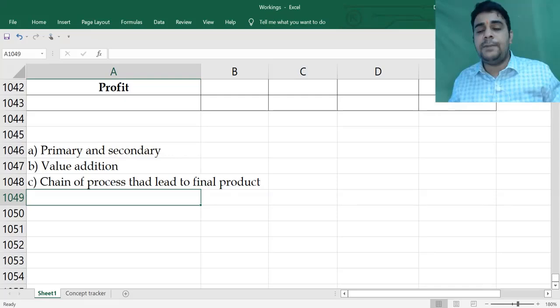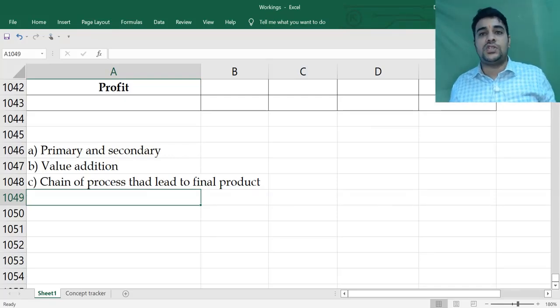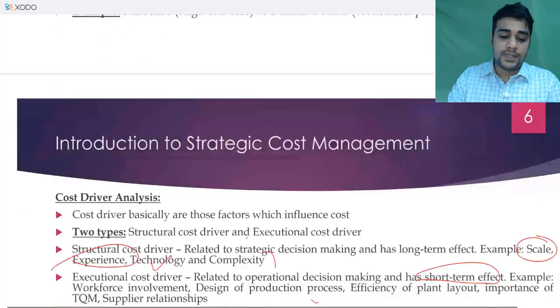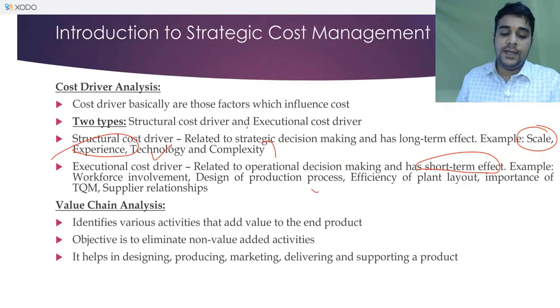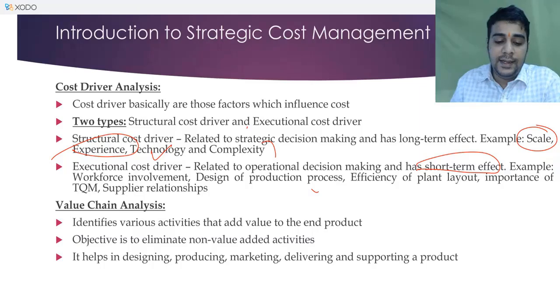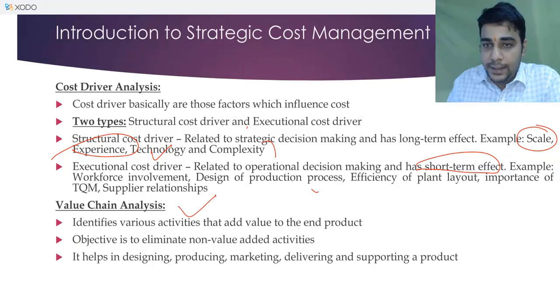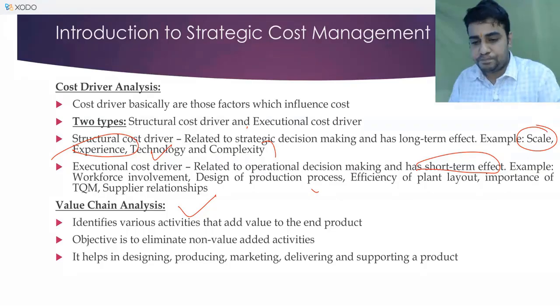So value chain basically represents those set of activities by which an organization ensures that the product reaches the end customer. Identify various activities that add value to the end product. The objective is to eliminate non value added activities.